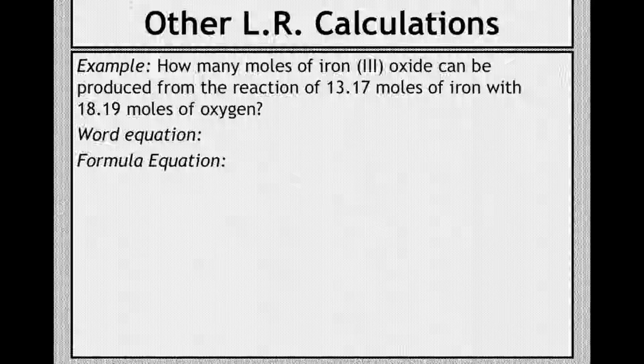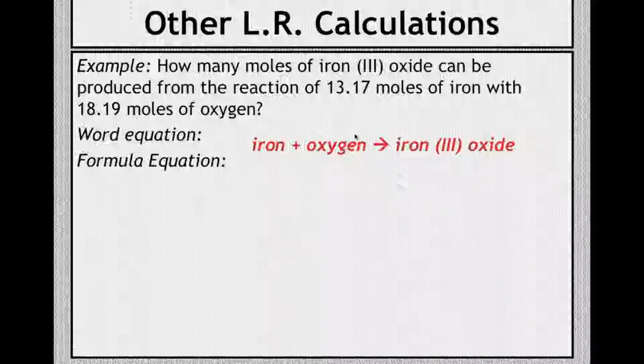So we have: how many moles of iron oxide can be produced from the reaction of 13.7 moles of iron with 18.19 moles of oxygen. So the word equation: how many moles of iron oxide can be produced? That's our product, so that's going to be on the right side. And the reaction will be iron with oxygen. So basically the word equation is iron with oxygen will have a synthesis reaction to form iron oxide.